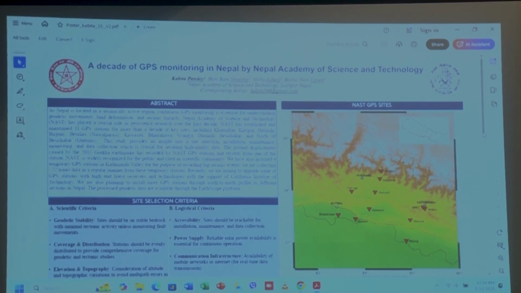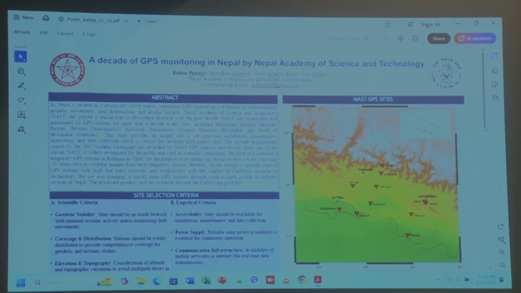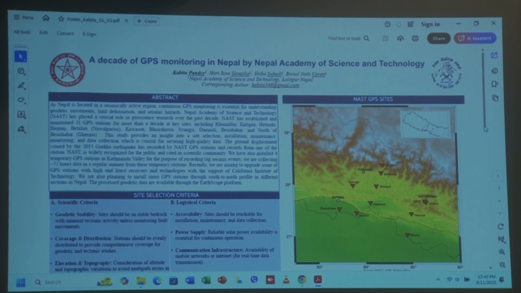If you'd like to know more, our team will be very happy to explain what Nepal Academy of Science and Technology has been doing over the decade. Our poster is poster number 8, stall number 8. We'd be very happy to see you there, and we will definitely answer all of your queries. Thank you so much.